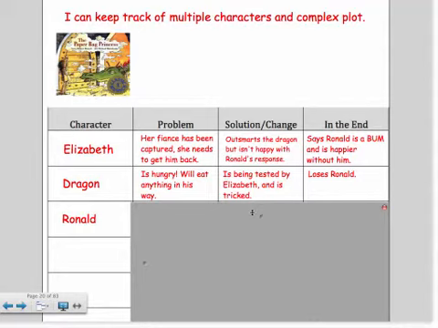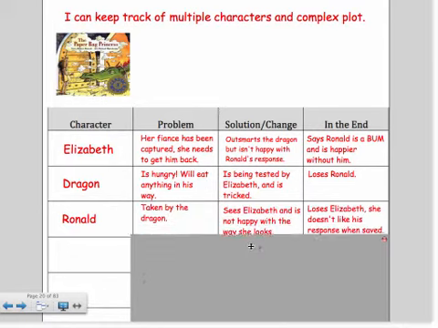And while he's trying to continue to prove that he is the best and that he can do anything that he wants, he ends up being tricked by her. And in the end, because of this testing and the tricking that she does, he ends up actually losing Ronald. And then, of course, we have Ronald.